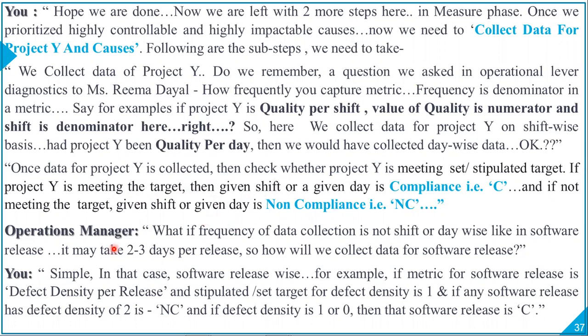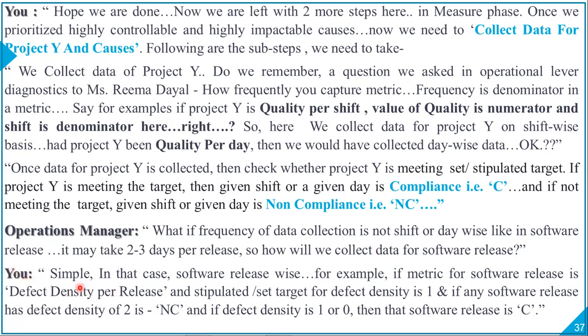The operations manager came up with a question: what if the frequency of data collection is not shift or day-wise? To take an example, in case of software release, it may take 2 or 3 days per release. Previously, when we started our journey, software releases used to happen once in a week or 2 weeks or even once in a month. Today, it might take 2 or 3 days. So in that case, how will we collect data for software release?